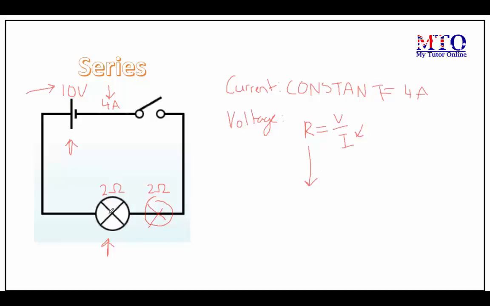Now let's assume that we have 2 light bulbs here, both with 2 ohms of resistance. To find the total resistance of this series circuit, what we do is simply add these two resistances. And what we would get is 4 ohms. This, in turn, would be the total resistance of our circuit and would not change.